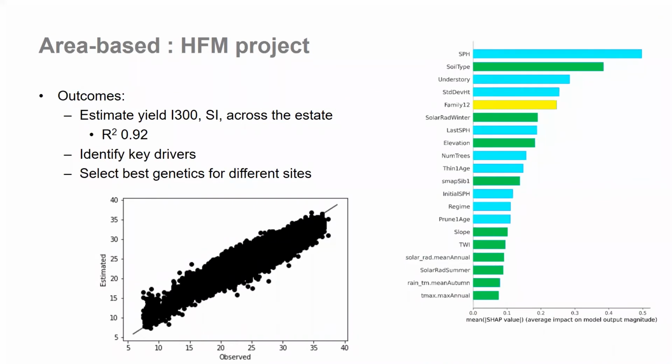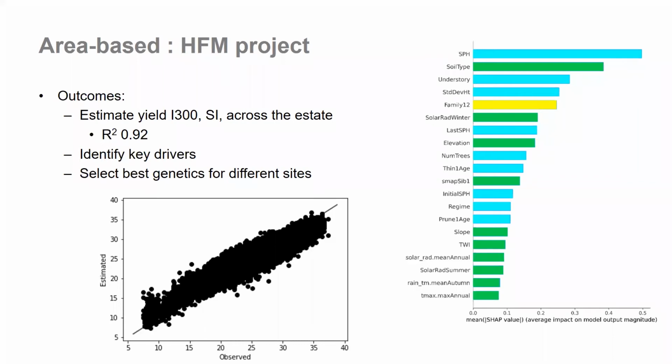Results from this project, we're able to fit models that would predict yield in terms of 300 index and site index right across the estate. The results here are for 300 index. The model had an R-squared of just over 0.9. The plot at the bottom indicates the predicted versus observed. And then the plot on the right shows us the top 20 ranked variables from the machine learning model.